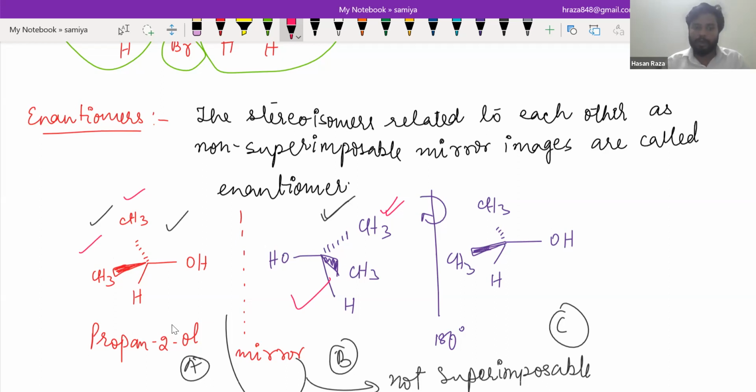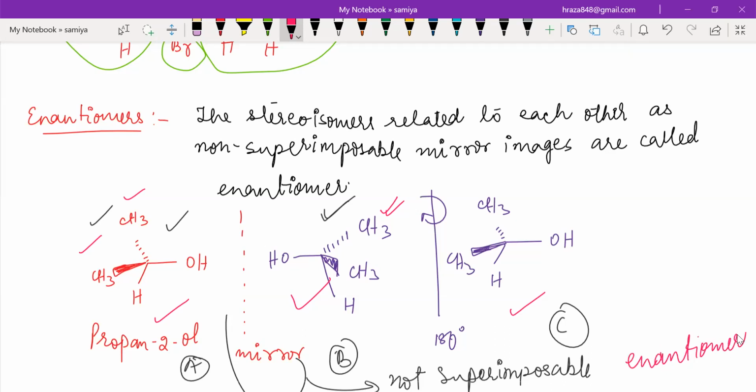But if you superimpose A and C, if you take C and put it on A, it will be superimposable. So A and B are enantiomers. Sir, so not a single carbon or hydrogen should be superimposable? Basically, it should not be superimposable directly. If you rotate it, then it will be superimposable, but directly it will not be.